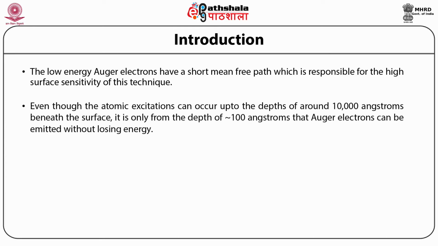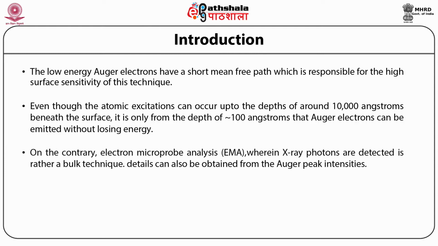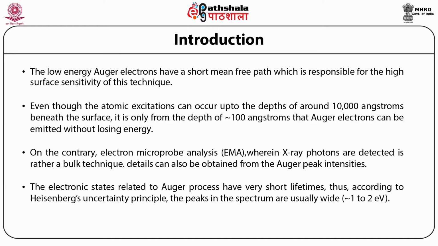Even though atomic excitation can occur up to depths of around 10,000 angstrom beneath the surface, it is only from a depth of approximately 100 angstrom that Auger electrons can be emitted without losing energy. On the contrary, electron probe analysis, that is EMA, wherein X-ray photons are detected, is rather a bulk technique, shown in figure 1. Electronic states related to the Auger process have very short lifetimes.